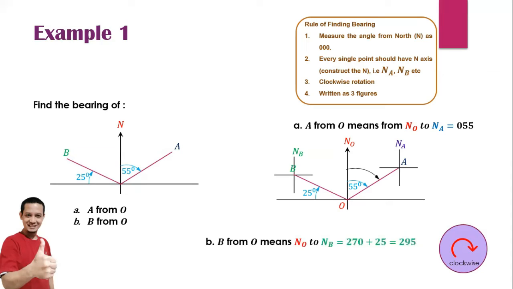And question B, B from O means from north O to north B. So the direction is from north O to north B, or line B. The answer is 270 degrees plus 25 degrees. We got 295 degrees. Okay, look at the simulation on your screen. This is the diagram, from north O to north B. This is the direction. Is it clear? Once again.